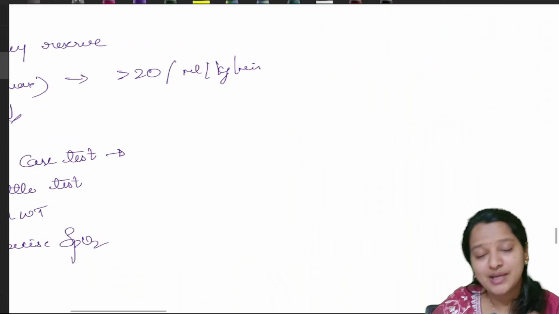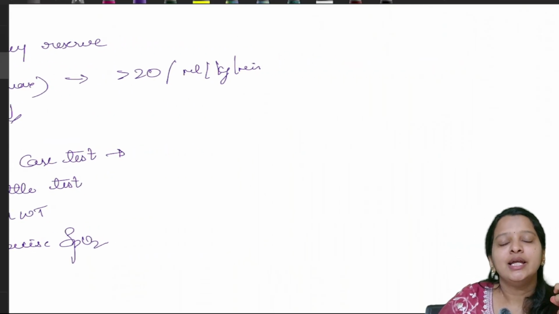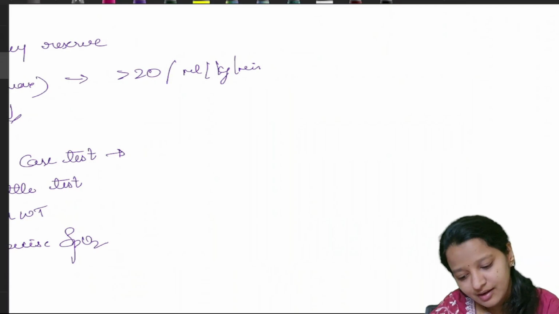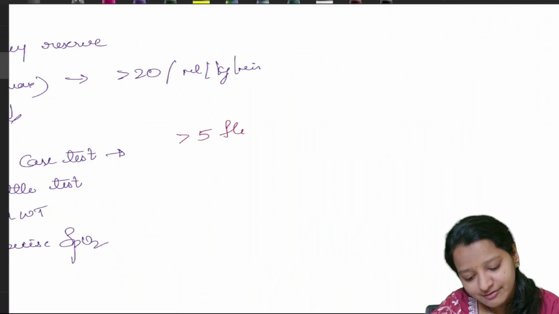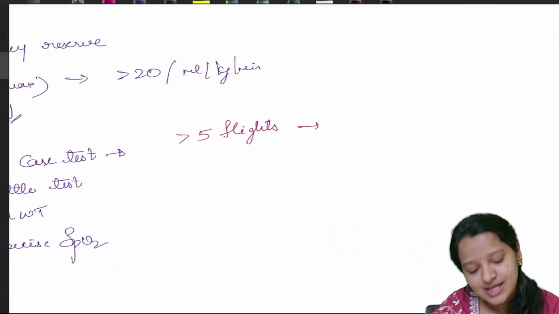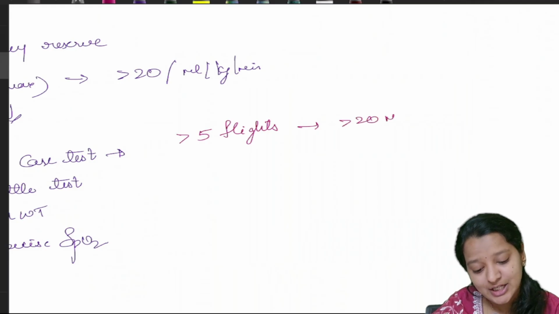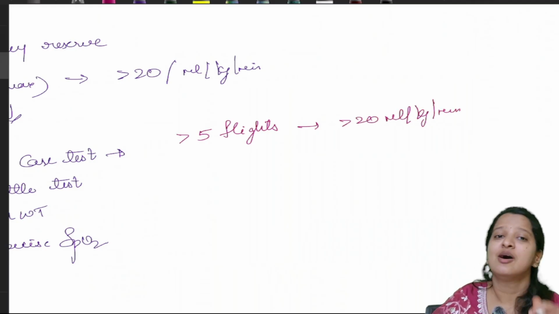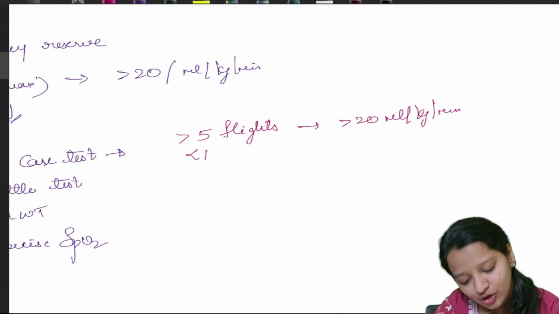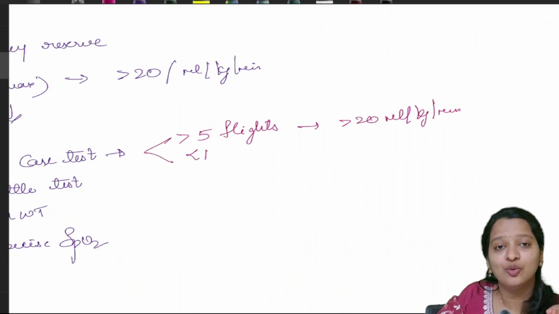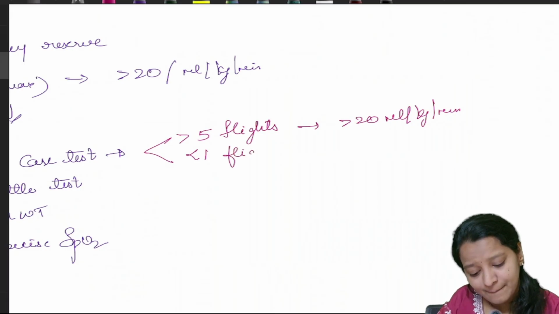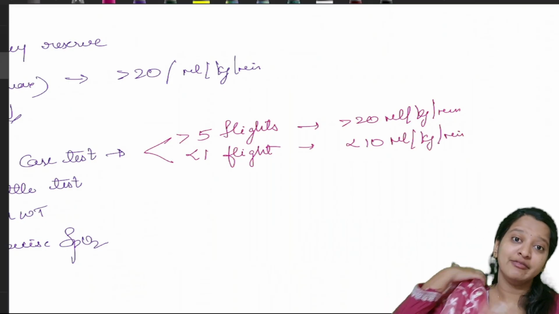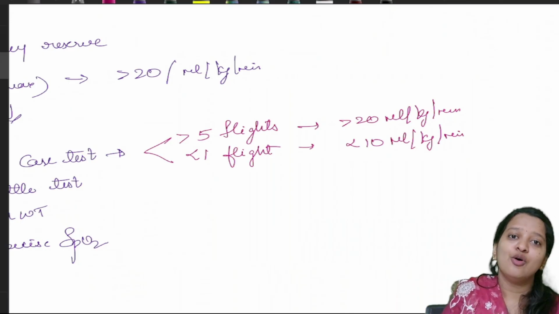First, staircase test. That means we'll ask the patient whether he can climb a particular flight of stairs or not. If he can go for greater than 5 flights, that means his VO2 max will be greater than 20 ml per kg per minute, which is obviously good. If he is not able to go for at least one flight, that means his VO2 max is less than 10 ml per kg per minute. Okay, so that is how we will translate this clinical test into VO2 value.